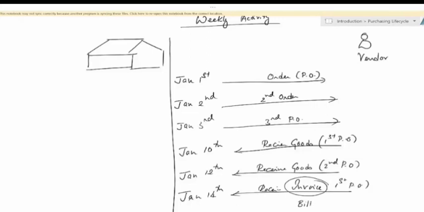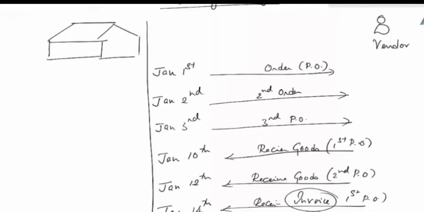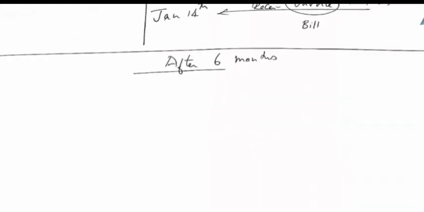For the first PO, and so on and on and on. These set of activities, sending out a purchase order, receiving goods, receiving invoices, and me sending out payments, keep going on and on and on. Say after 6 months, I want to find out how profitable I am.